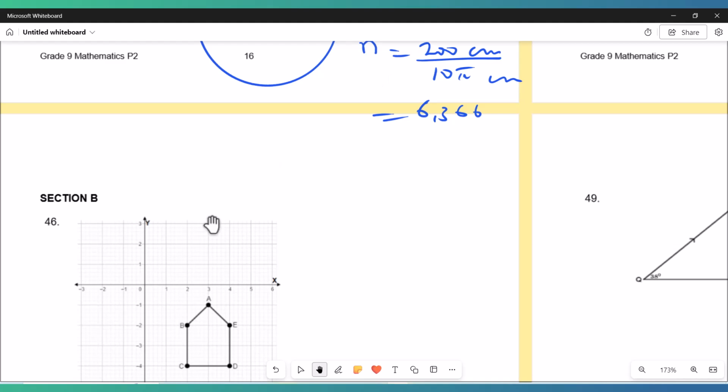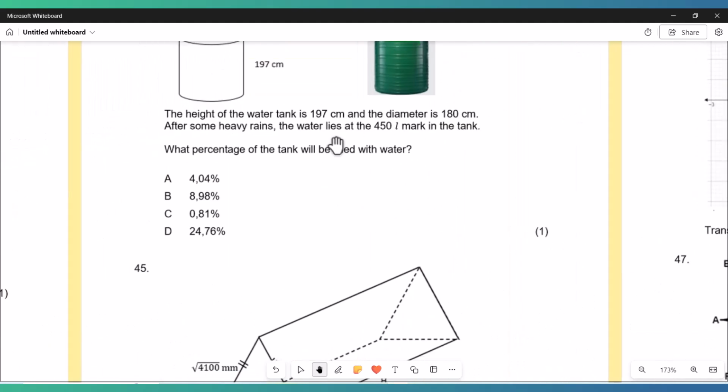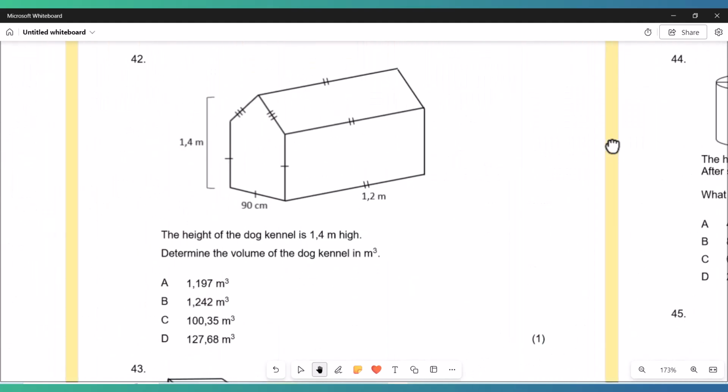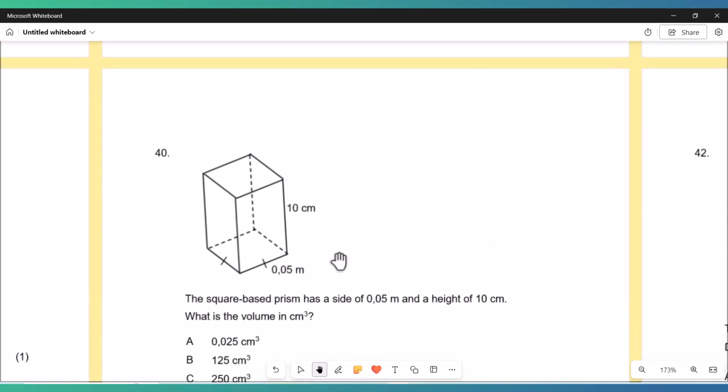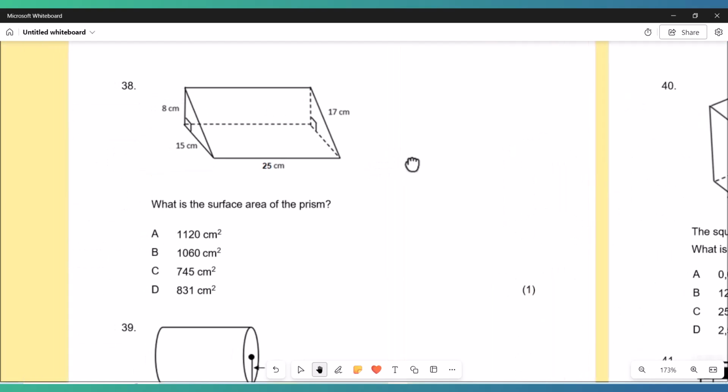Next question here. Question 38. What does it say? Let's check it out here. It says, what's the surface area of the prism here? Now this prism, you can call it a triangular prism, because I want surface area. Now surface area is given by area of the base times height.